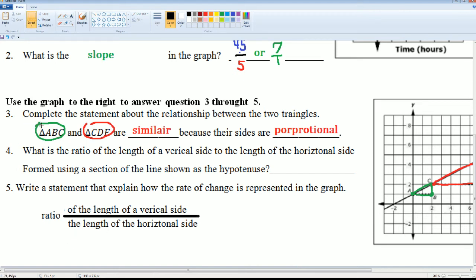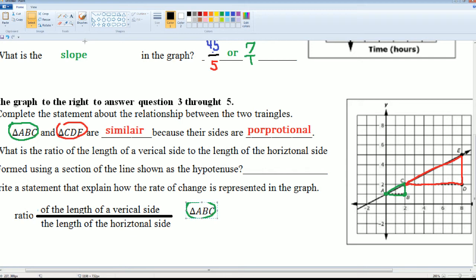So let's get triangle ABC first. What is the length of the vertical side? The vertical side is the up and down part. So how much is it going up by? Looks like it's going up by 1. So we would say it is 1 divided by, how much is the horizontal side? 1, 2. 2.